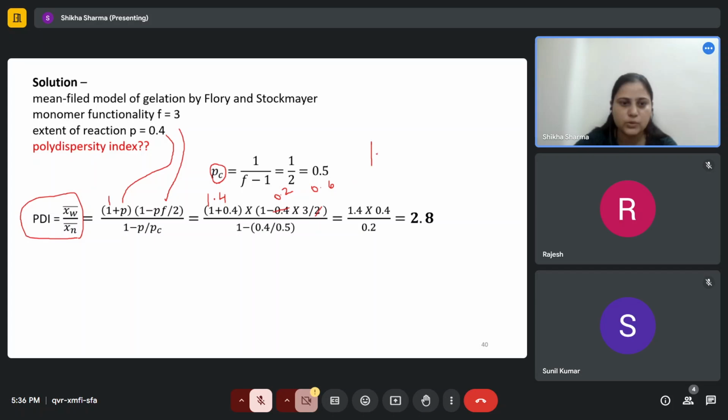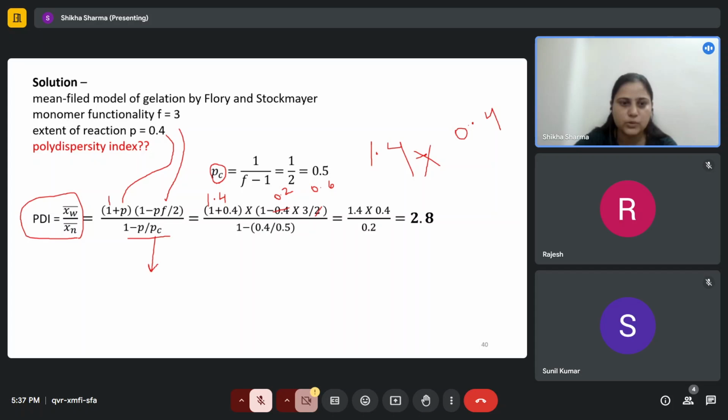So 1.4, which is from 1 plus P, multiplied by 0.4, which is 1 minus PF divided by 2, right? In the denominator, it is 1 minus P by PC. So 1 minus 0.4 divided by PC. We don't know the PC value, right? Which is the extent of the reaction at the critical point.